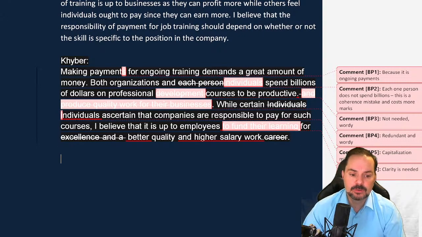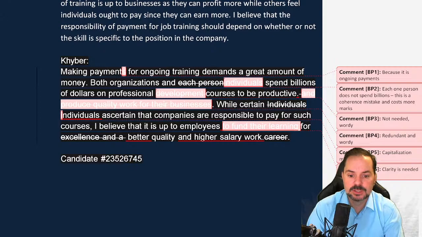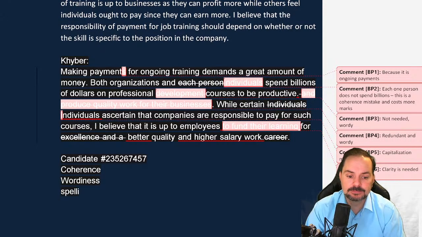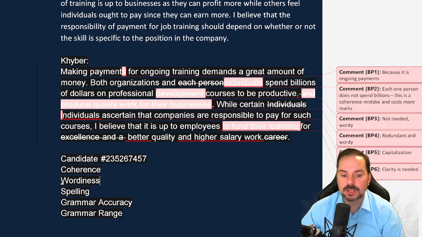So the IELTS examiner will see Kyber's candidate number, okay? So Kyber's candidate number will be something like this, okay? And then they'll have something like coherence, okay? They'll have wordiness, spelling, grammar, accuracy, grammar range. Okay, so they'll have a sheet like this, or a marking rubric like this.